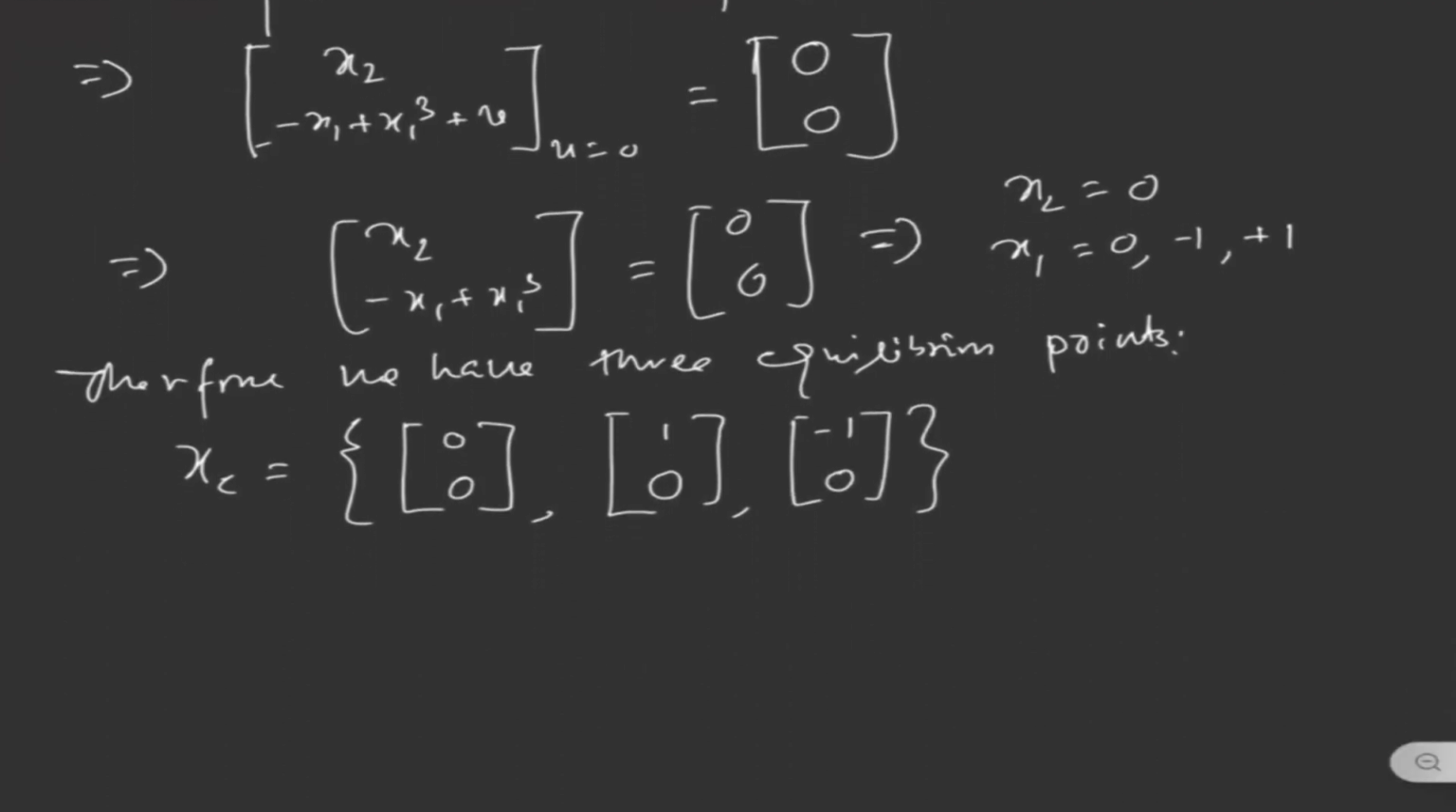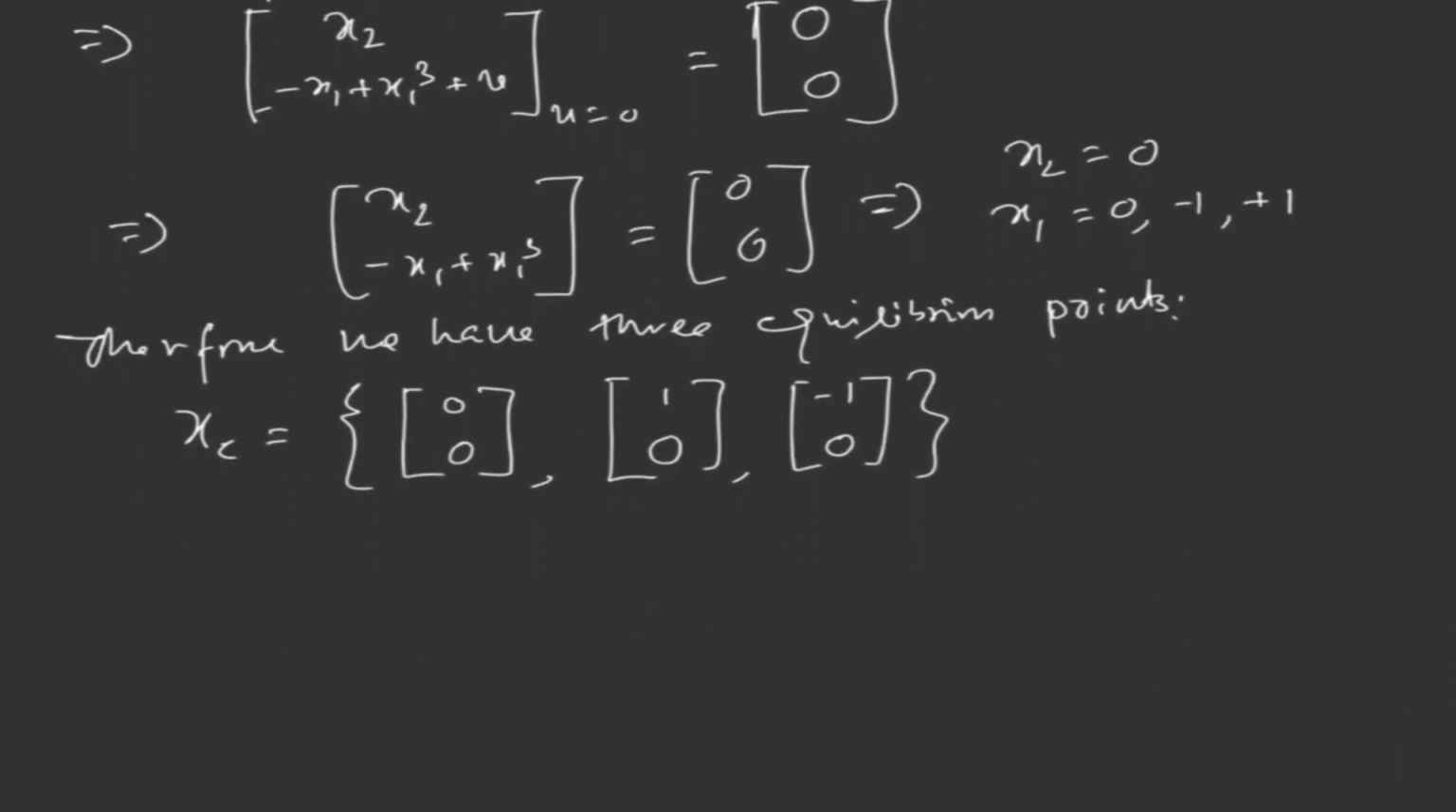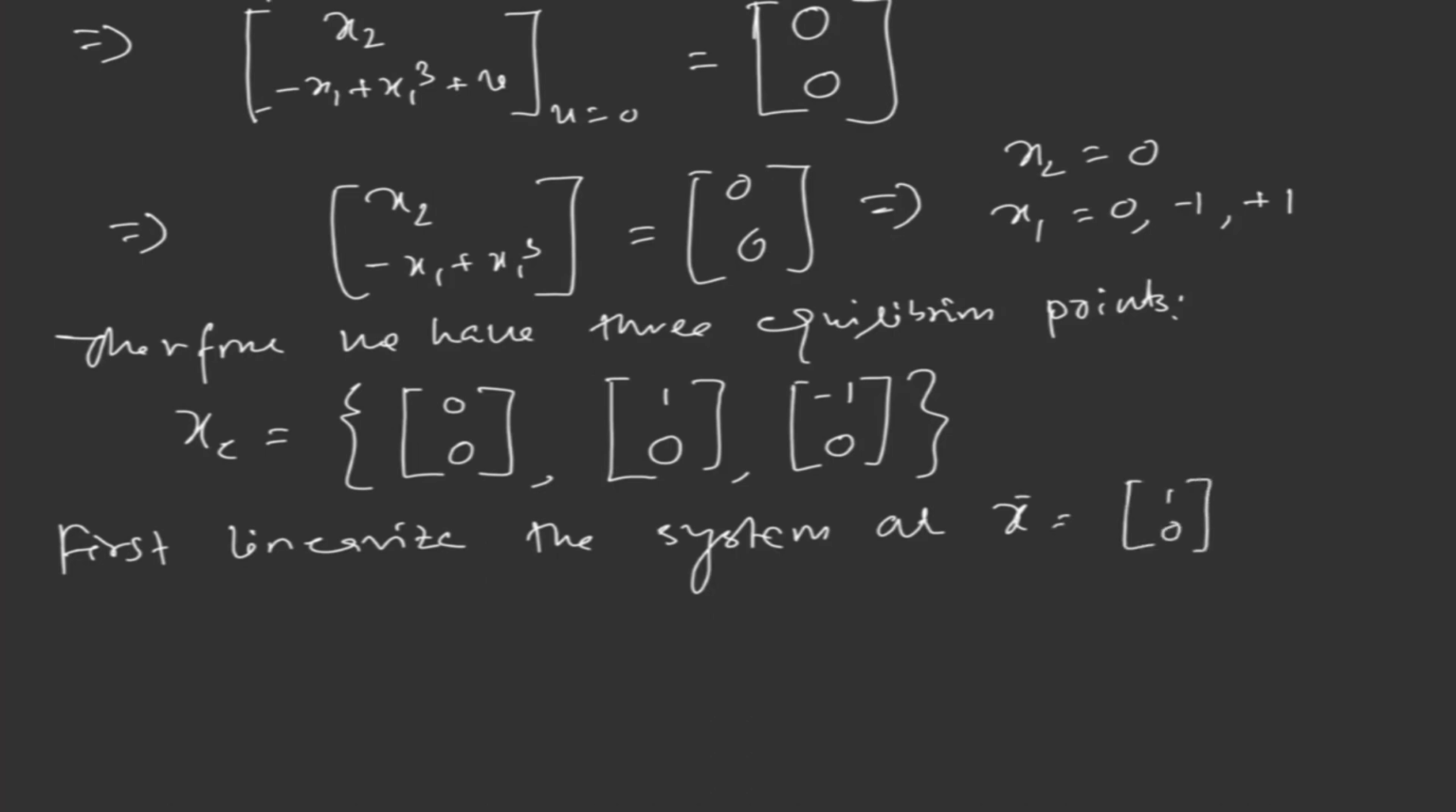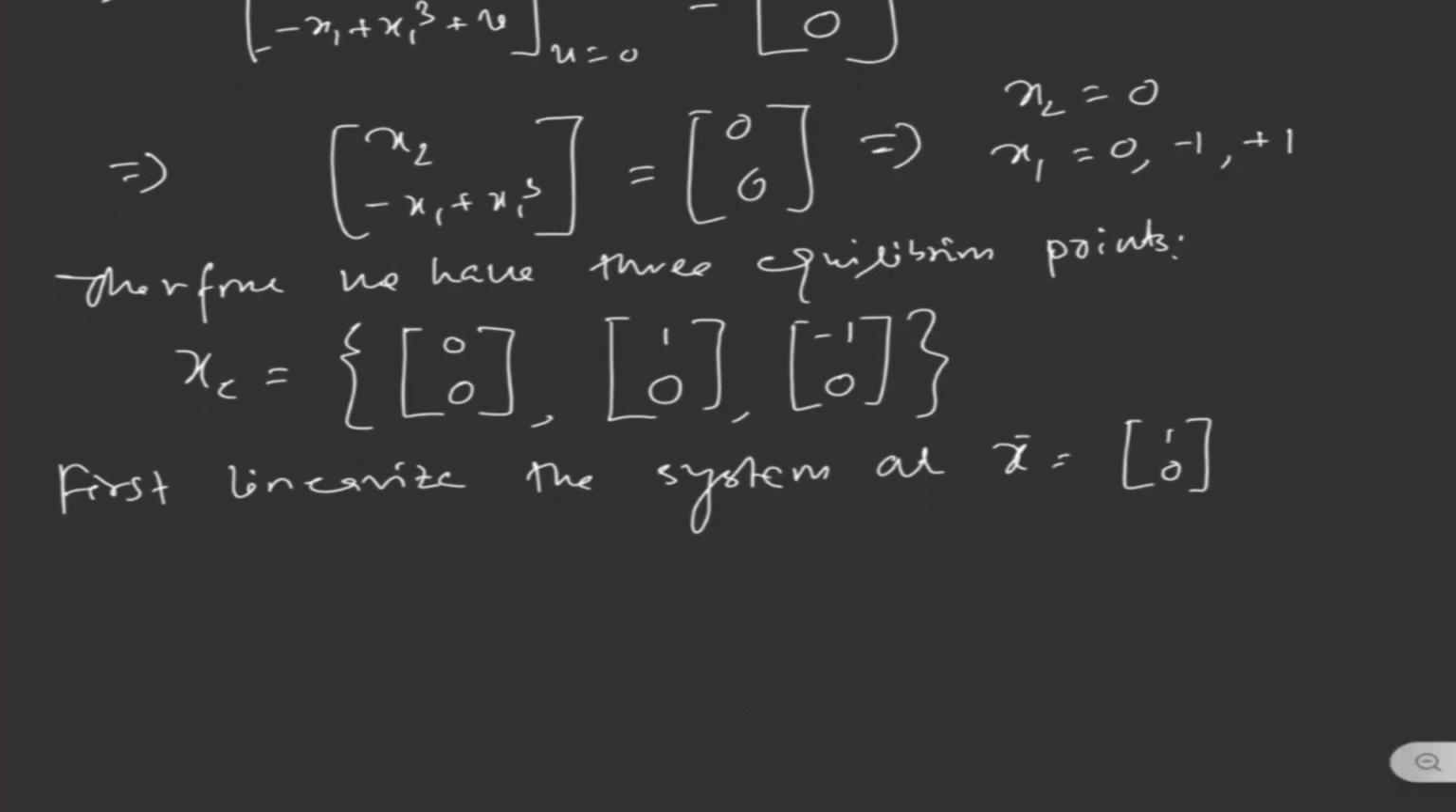So it is quite obvious that we are going to have three different linear systems from these nonlinear equations. At the different equilibrium points, we have to define the linear model of this system. So first, linearize the system at, let me assume, x bar equal to 1, 0. This is the equilibrium point. Let's move with this equilibrium point first.